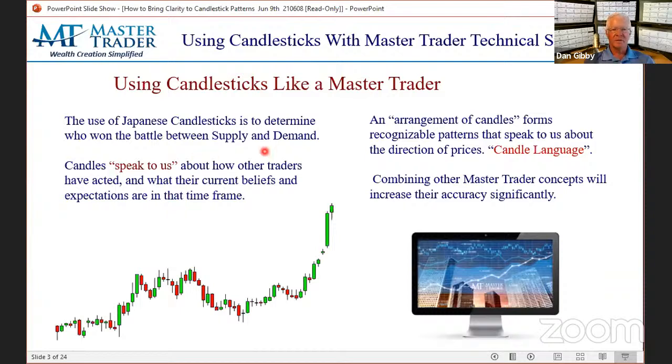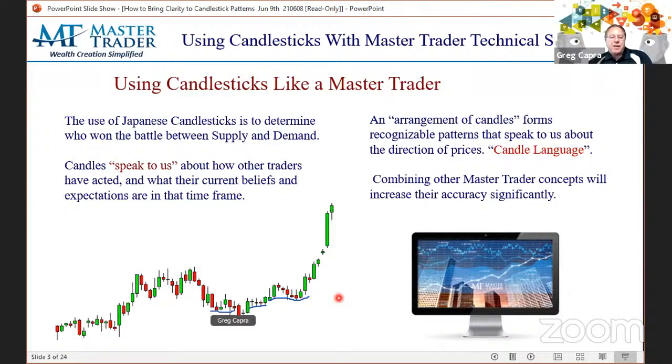So we use the term candle knowledge. They speak to us about how other traders are acting and what they're doing, not only in that individual bar, but in connection with the overall pattern. Now look at these candlesticks over here. We could give a mini course just on this, and there are so many beautiful setups in here, but we're not going to talk about that quite yet. So it's the arrangement of these candles that we're trading, a pattern, and they speak to us about the probability of the stock moving in the intended direction.